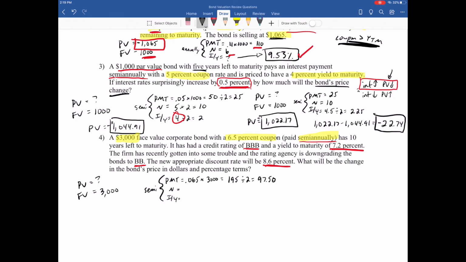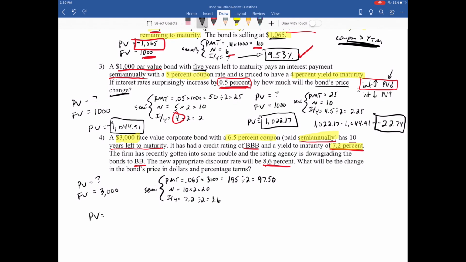Our N is our total number of periods that remain. As you can see, we have 10 years until maturity, so it would be 10 years, 2 periods per year, for a total of 20 periods. And the I/Y then is your yield to maturity, your going rate out in the market for bonds of similar risk. Here it is 7.2% initially, when they had the rating of triple B. And so 7.2% on an annual basis. I divide this by 2 since it needs to be input semi-annually, and so my semi-annual discount rate is going to be 3.6%.